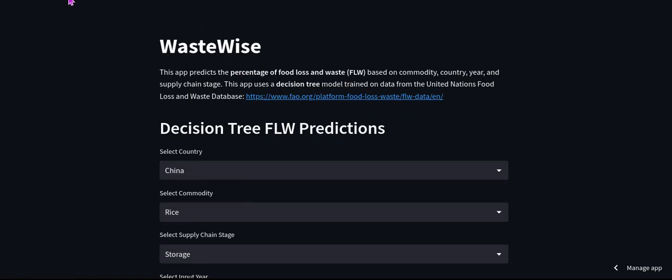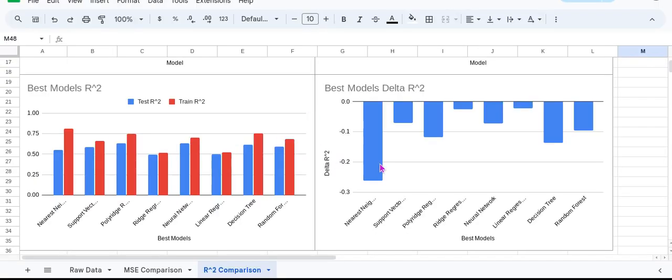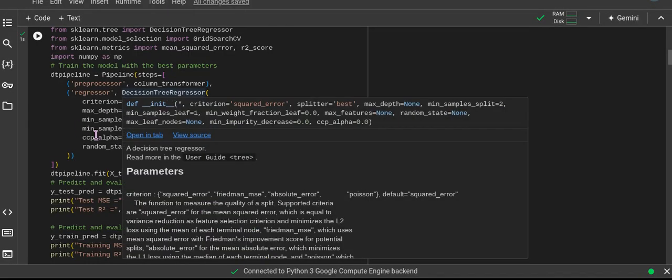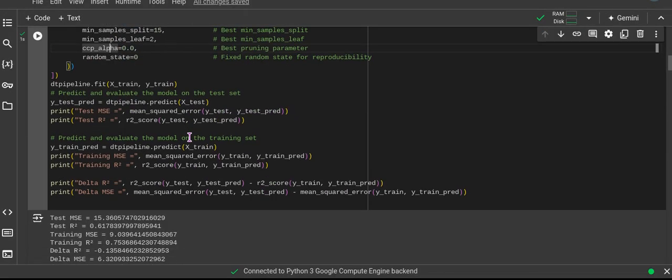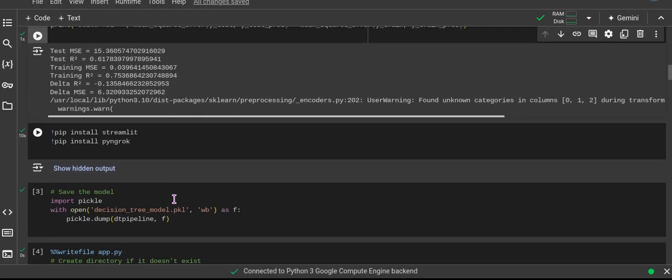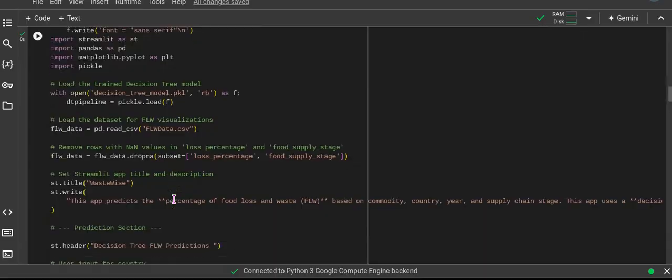To build my model, I started by testing 8 different regression models. Through hyperparameter tuning, I determined that the decision tree model with these parameters performed the best and was able to predict future food loss and waste. As you can see, it achieved a testing R-squared value of 0.61, suggesting that 61% of the variability in the percentage of food loss and waste is accounted for by this machine learning model. I used Python to code my model and ngrok Streamlit to develop my app.